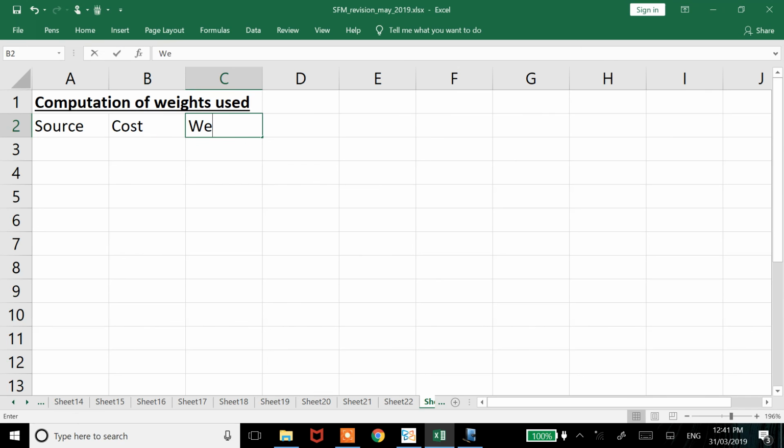Source, cost, weight, product. This is the format to get any weighted average. I have equity, we have debt, and then finally we have firm. The weighted average of equity and debt is the firm, which is cost of capital. The weighted average of equity and debt will turn out to be firm.